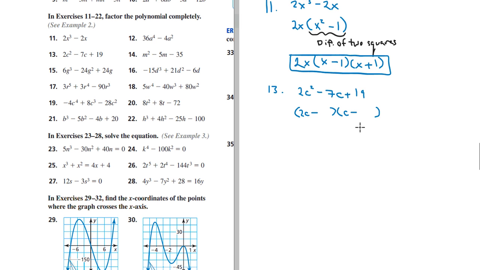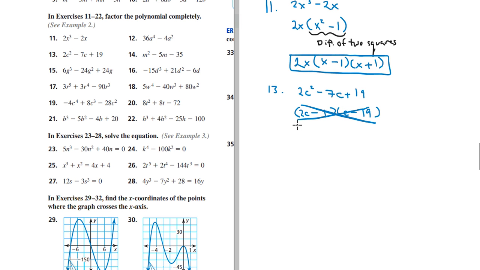And the only way to get 19 is 19 and 1, so either 19 goes here and 1 goes there, or vice versa. So let's see, if I put 1 here and 19 there, and just double check this, I get 2c squared minus 2c minus 19c. That does not combine to a negative 7c. So I could try the other possibility, put a 1 here and a 19 there. But then I'm going to get 2c squared minus 38c minus another c. That is not negative 7c. So neither of those possibilities work.